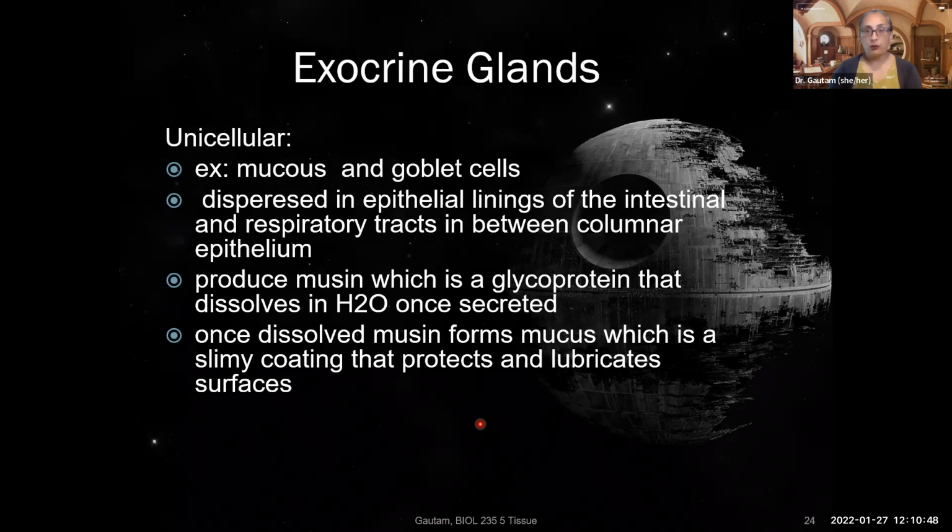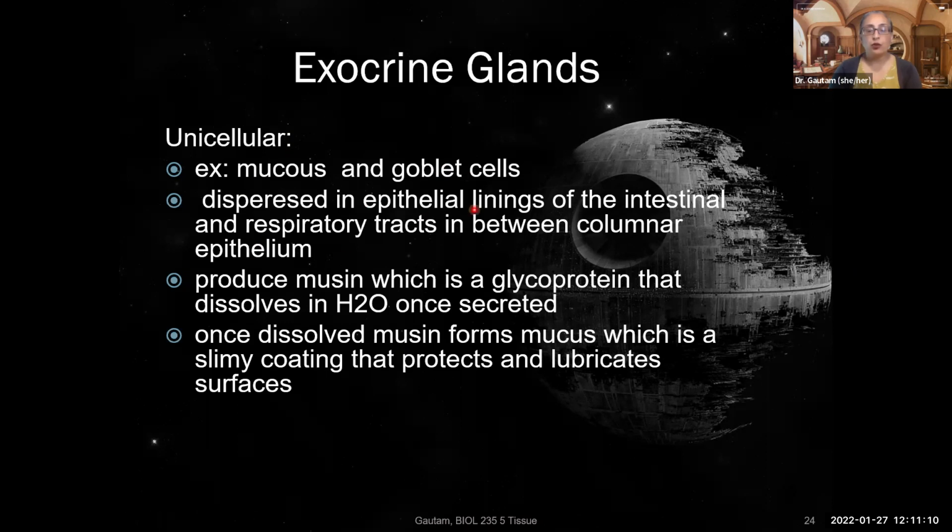Now we talk about, remember earlier we said that there are unicellular and multicellular exocrine glands. So let's talk about unicellular first. We've already seen a unicellular exocrine gland, and that is our goblet cell. It's just one cell, and it produces its mucus, and it releases the mucus, right?